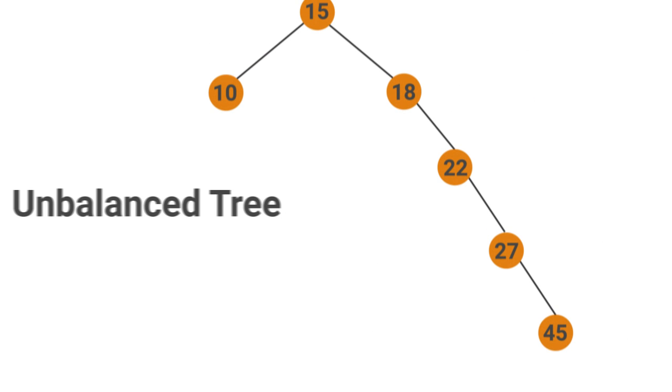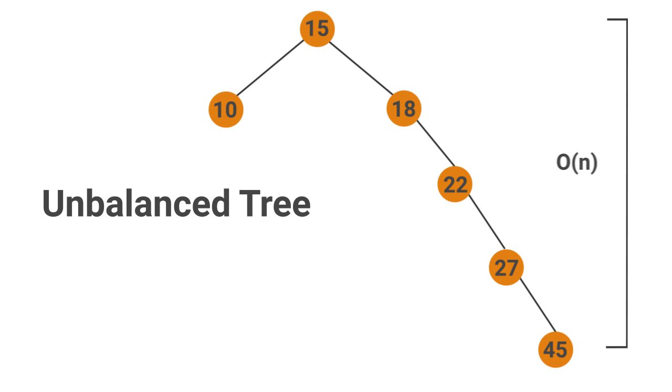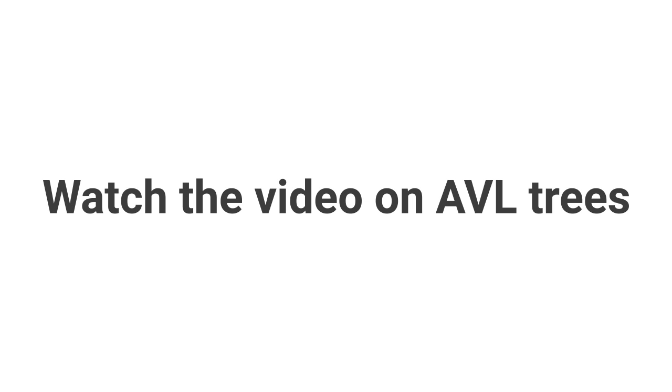But the worst case time complexity for a search is O of n, where n is the height of a tree. This becomes especially problematic when the tree is severely unbalanced, as in this example. There are several strategies that can be used to avoid this problem. One of them is called an AVL. Watch the video on AVL trees to learn more about how.